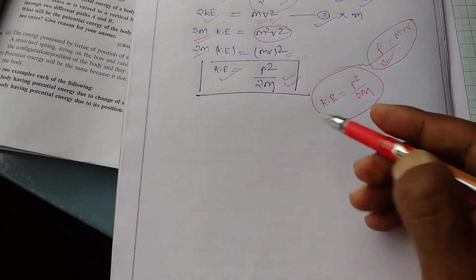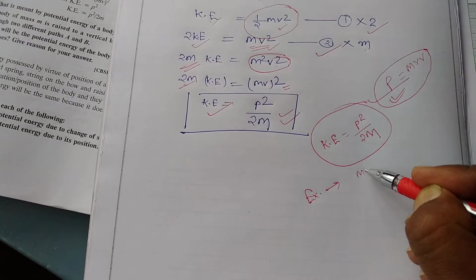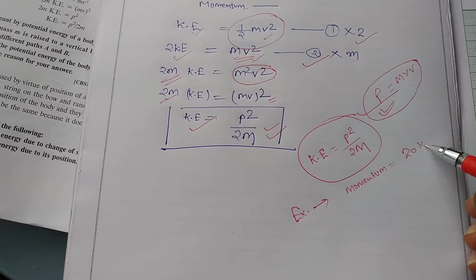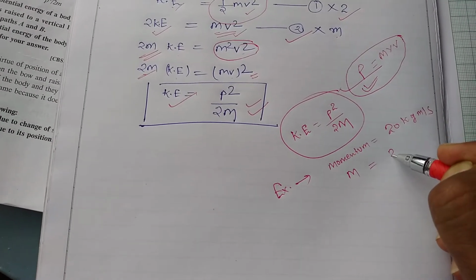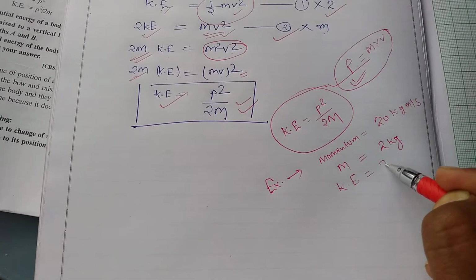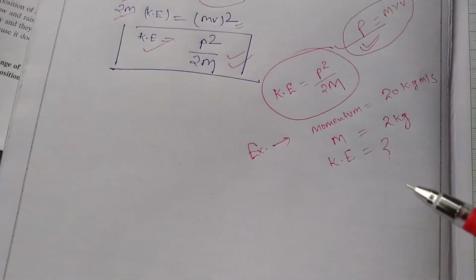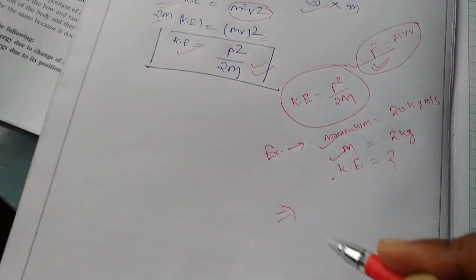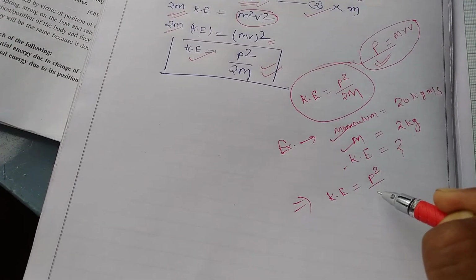My dear students, let us take an example related to this. Suppose the momentum of an object is given as 20 kg meter per second and the mass of that object is 2 kg. What will be its kinetic energy? My dear students, in your examination you can find questions related to this. If the momentum of the object and its mass are given, what will be the value of kinetic energy? From the above expression we get kinetic energy is equal to p square upon 2 into m.